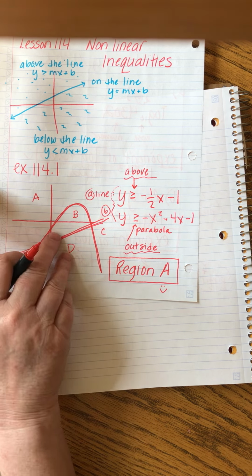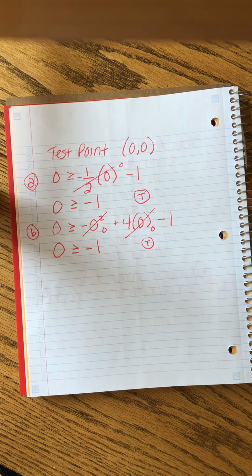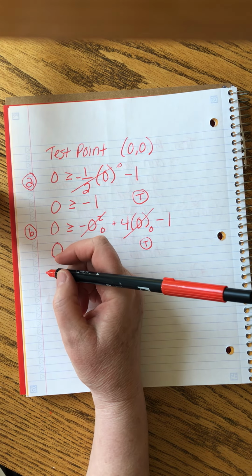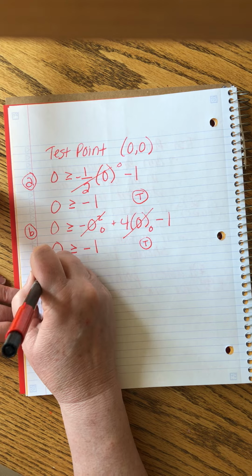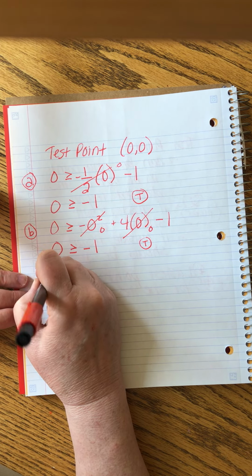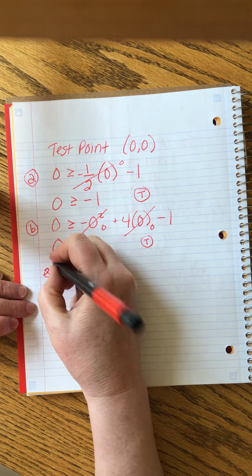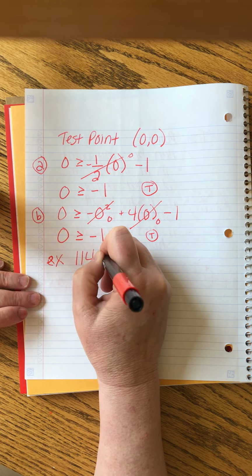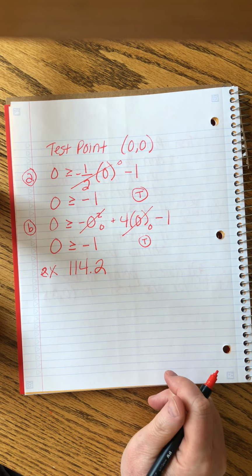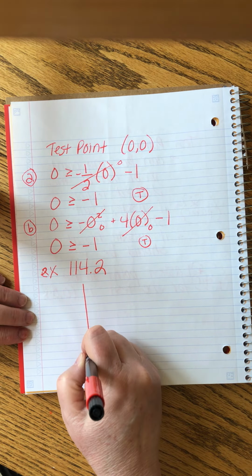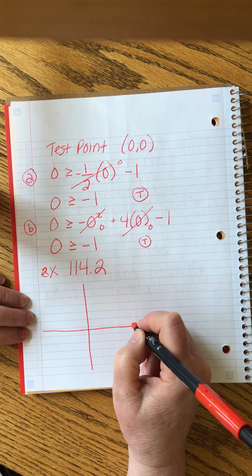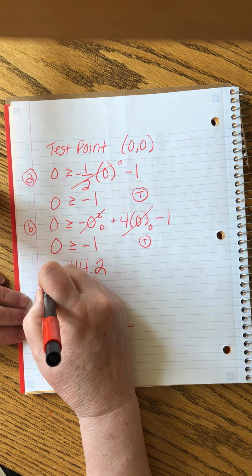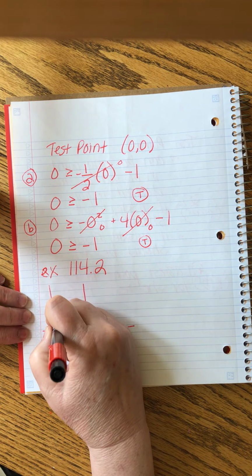Beautiful. Okay, let's do another one. How many are there? Just 2. Oh, no, there's 3, sorry. Example 114.2. Again, I'm going to draw the picture just so we can talk about it. You do not need to draw the picture in your homework.